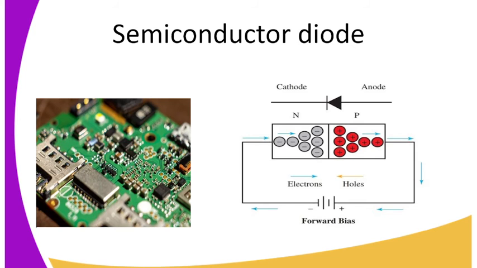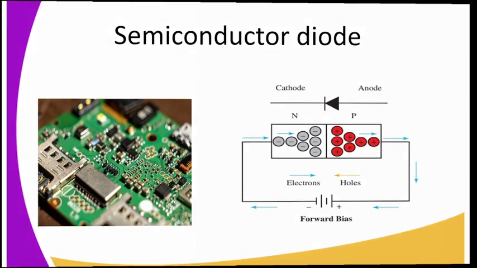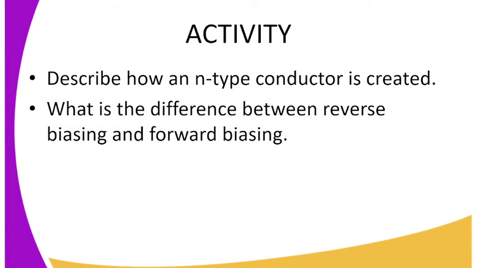And that is the end of our lesson. I have an assignment for you. Activity number 1, describe how an n-type conductor is created. Number 2, what is the difference between reverse biasing and forward biasing?